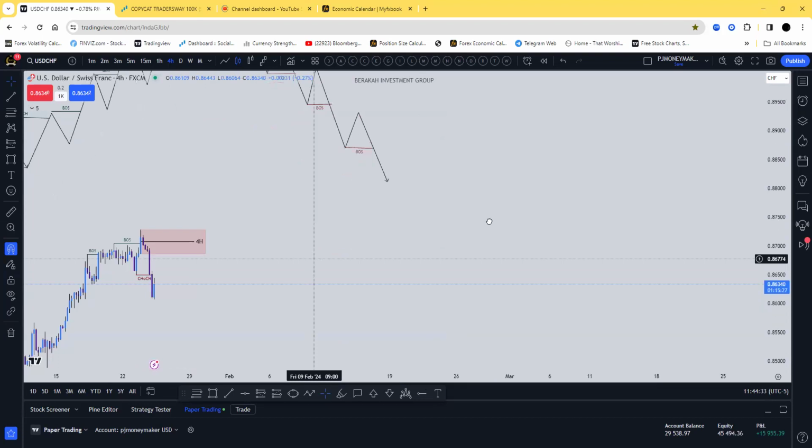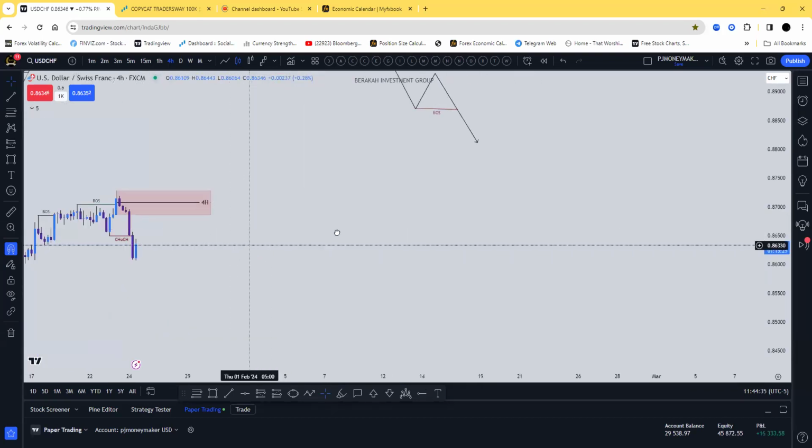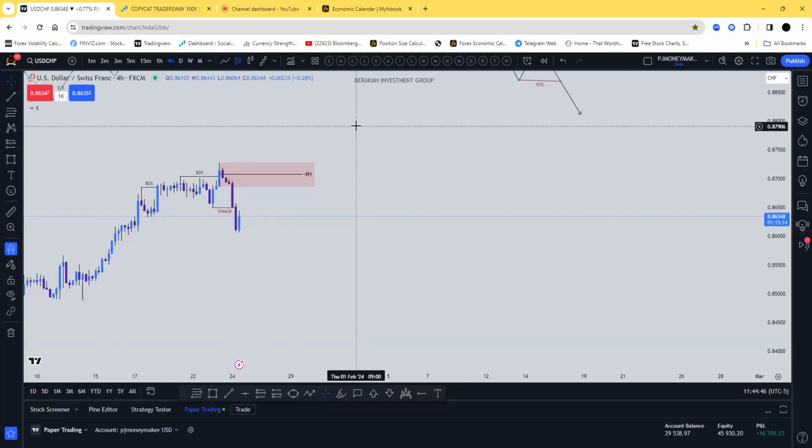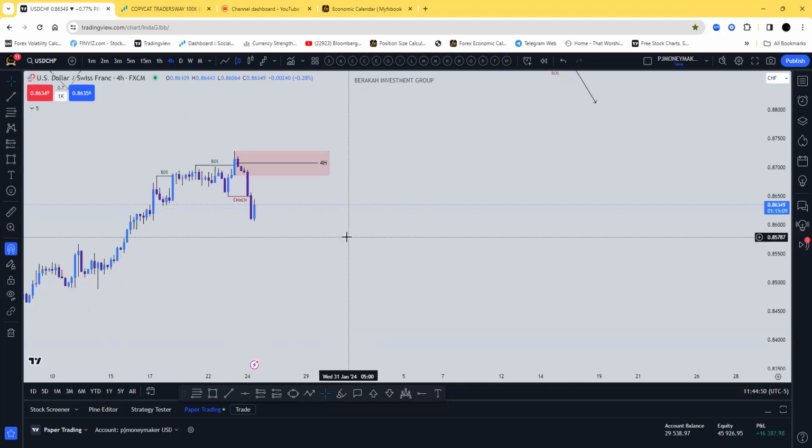Okay, so let's talk about this OB. This OB, 1, 2, 3. Where's the fair value gap? It's right here, family. What is a fair value gap? If you don't know what a fair value gap is, simple, family. On YouTube you find so many videos about that. But a fair value gap is simple.